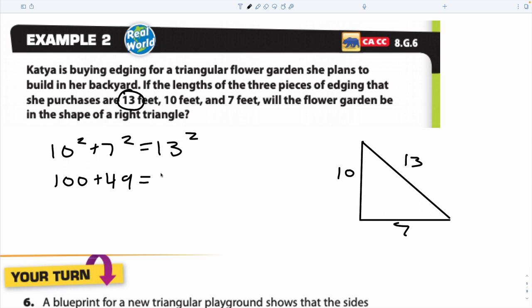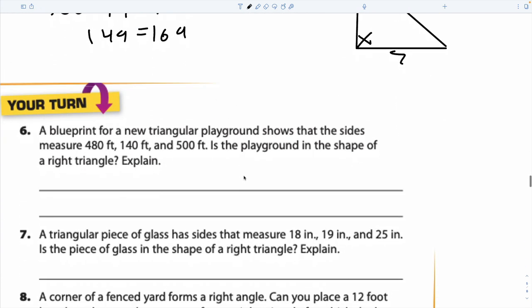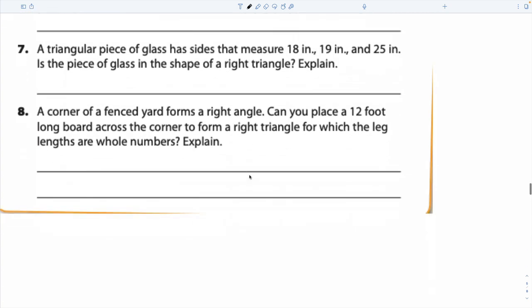We'll have a chat. 13 squared is 169, and we can see automatically that this is not going to work. So Katya has a triangular bed. It's just not 90 degrees in there. Go ahead and skip 6, 7, and 8.